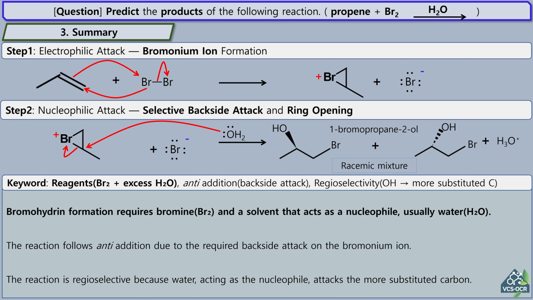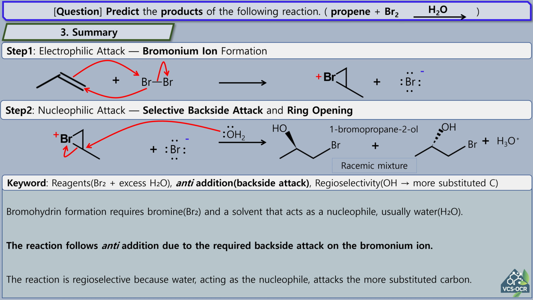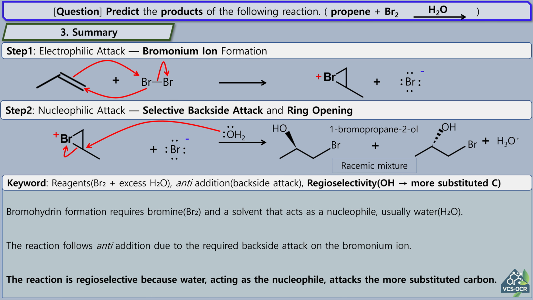Let's organize by keywords. Bromohydrin formation requires bromine and a solvent that acts as a nucleophile, usually water. The reaction follows anti-addition due to the required backside attack on the bromonium ion. The reaction is regioselective because water, acting as the nucleophile, attacks the more substituted carbon.